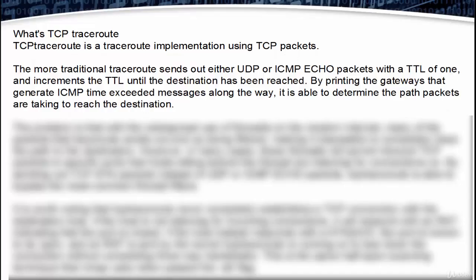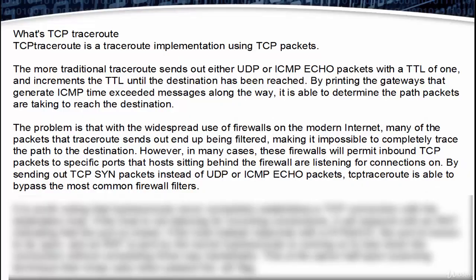The more traditional traceroute sends out either UDP or ICMP echo packets with a TTL of 1 and increments the TTL until the destination has been reached. By printing the gateways that generate ICMP time exceeded messages along the way, it is able to determine the path packets are taking to reach the destination. The problem is that with the widespread use of firewalls on the modern internet, many of the packets that traceroute sends out end up being filtered, making it impossible to completely trace the path to the destination.